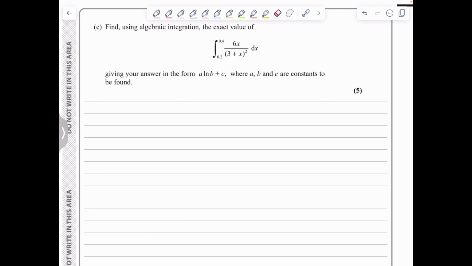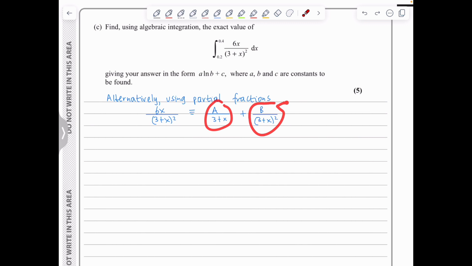Now alternatively, we could have employed partial fractions, and we could have started by saying that 6x over (3 plus x) all squared can be decomposed into a over 3 plus x plus b over (3 plus x) all squared. So we're looking at a repeated linear factor. So I will remove the denominators by multiplying throughout by (3 plus x) all squared, leading to 6x is equal to a brackets 3 plus x plus b. Now if I set x to be negative 3, we've got 6 times negative 3 is equal to b, and therefore we conclude that b is negative 18.